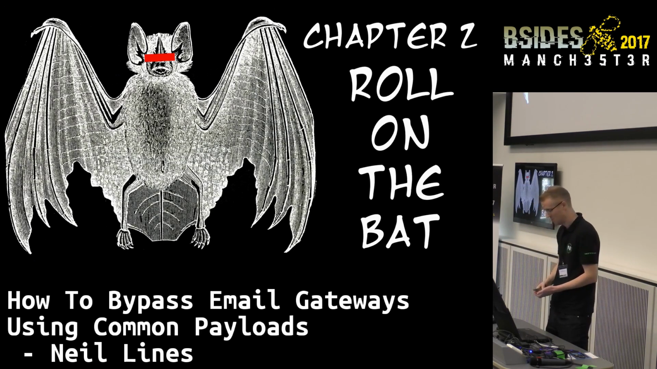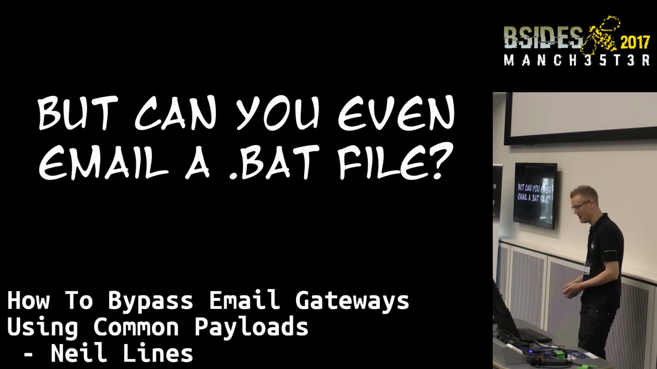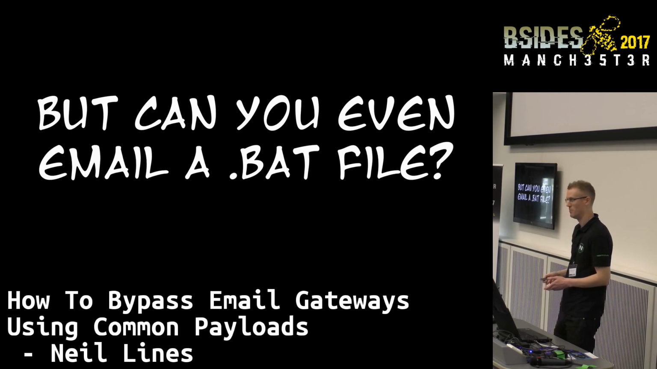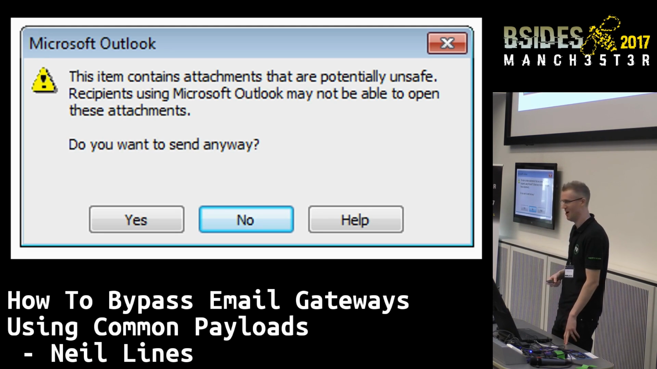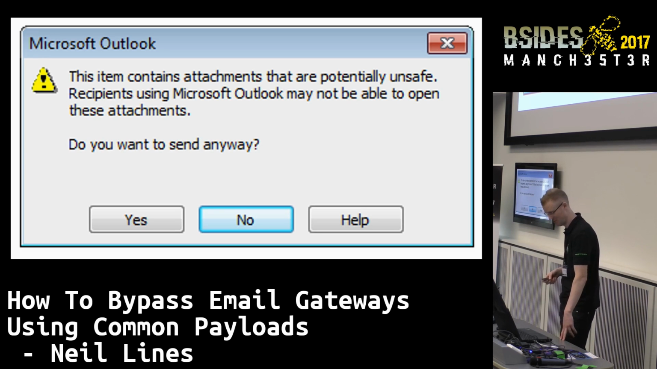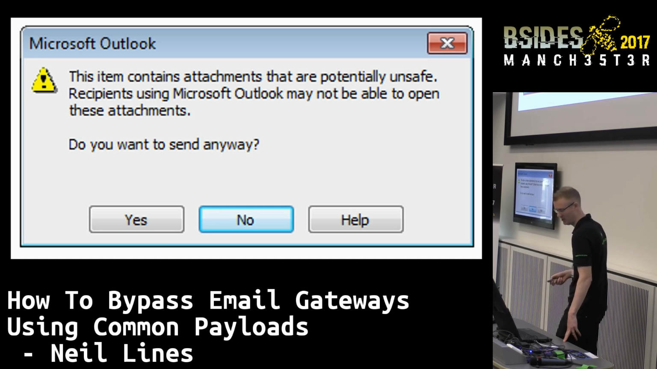Chapter 2. Right, roll on the bat. I said I'm old school. Can you even email a bat file? This was the first thing I had. So I tried to send a bat file just dropped into an email. And Outlook makes it really hard for you. It really goes out of its way to stop you from doing it. You got a big warning going, it's not going to work. Don't do it. It's unsafe. You're obviously up to something malicious.